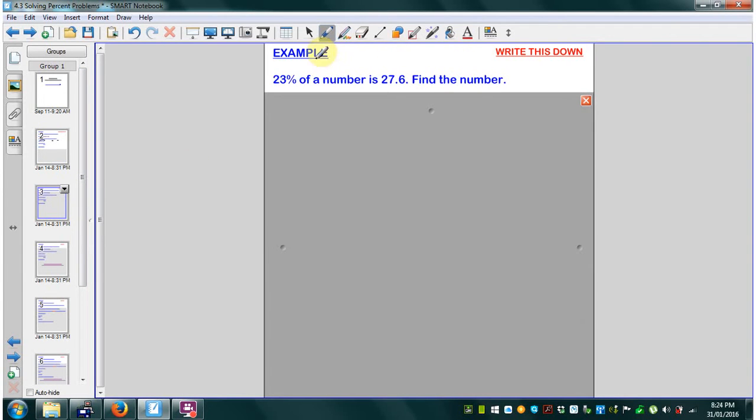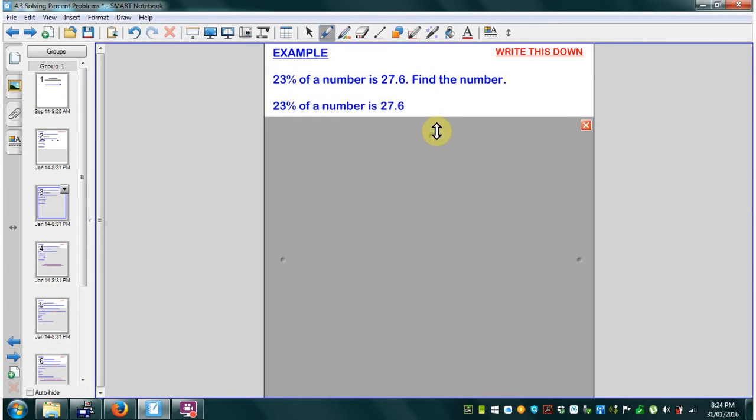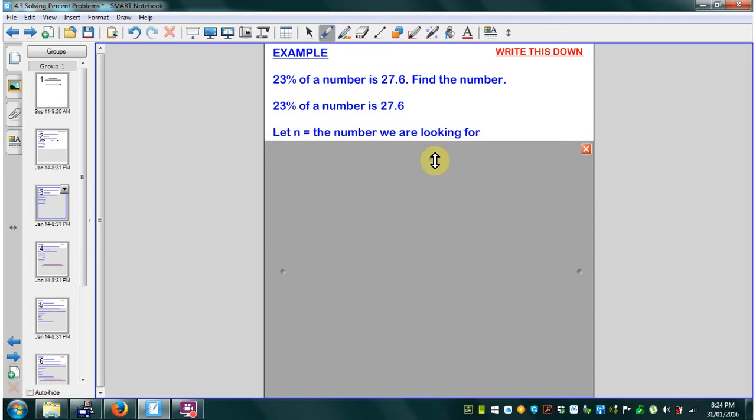Okay, another example. 23% of a number is 27.6. Find the number. Okay, so this one's a little bit harder. We got a decimal here, that's all, and our percent is 23. Alright, so I'm going to write it out. First, 23% of a number is 27.6. I'm going to say let n equal the number we are looking for. Write this down as we go, by the way.